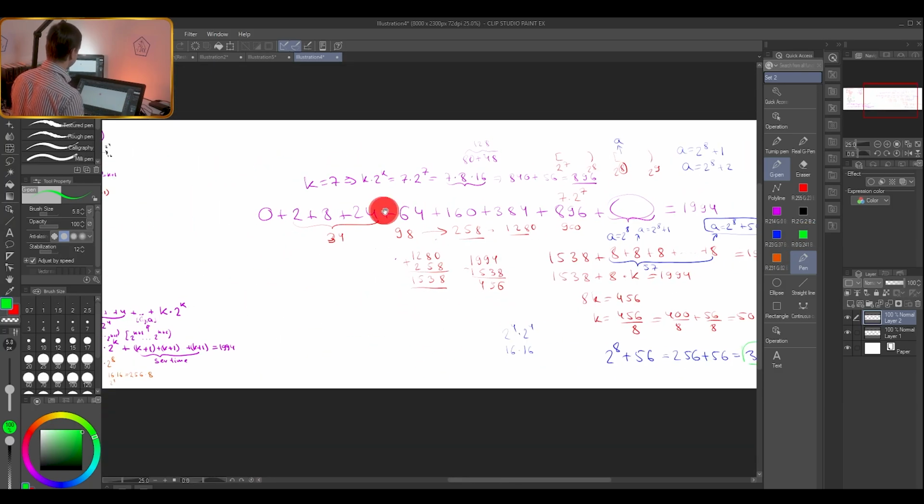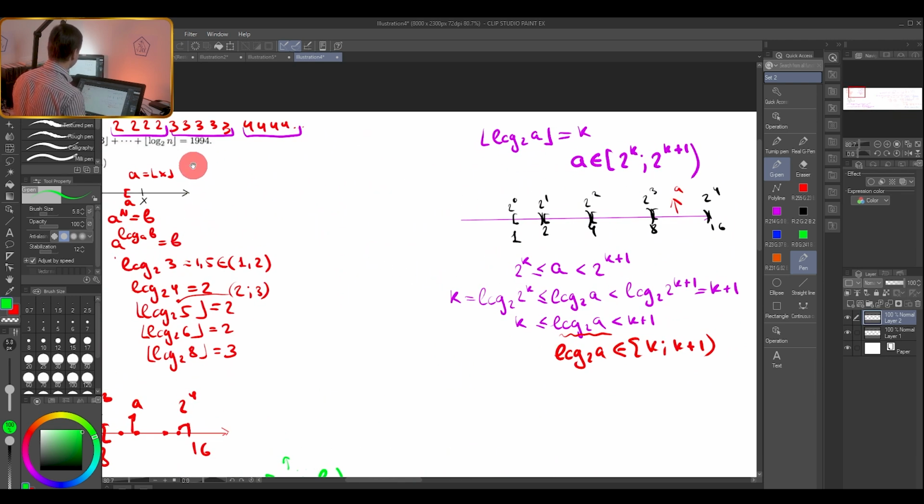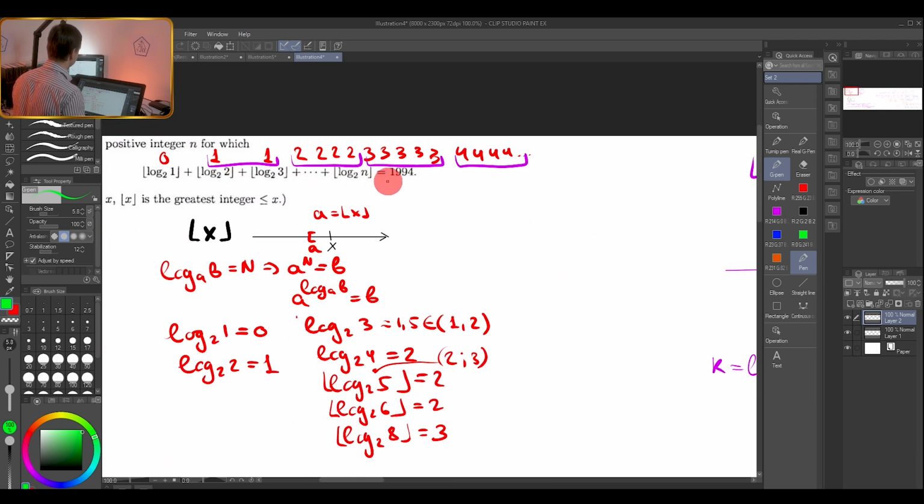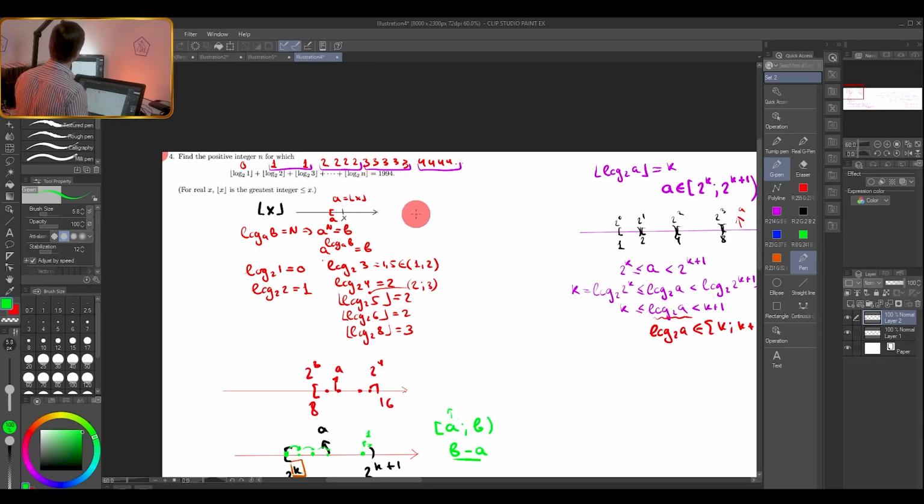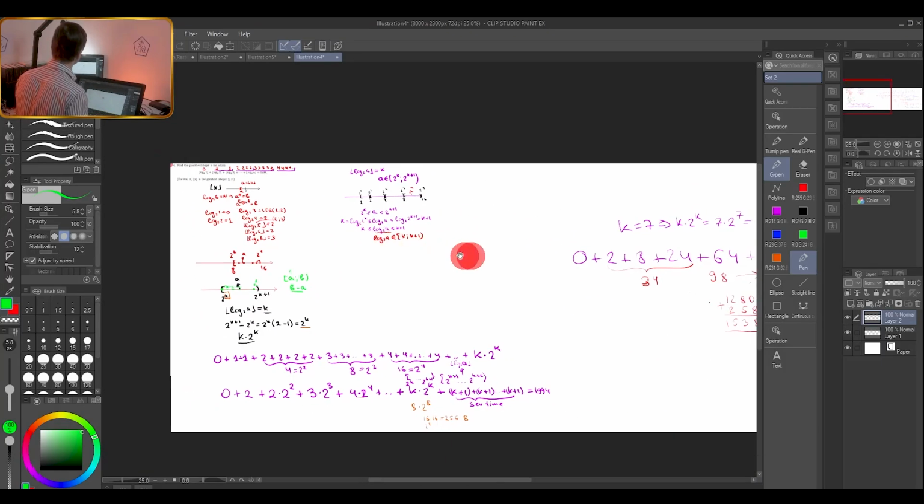It means that this sum precisely equals 1994 when n is 312, and it is the right answer for this problem.